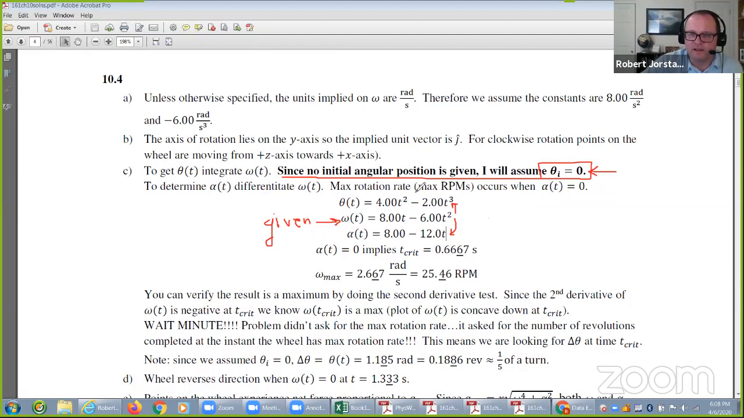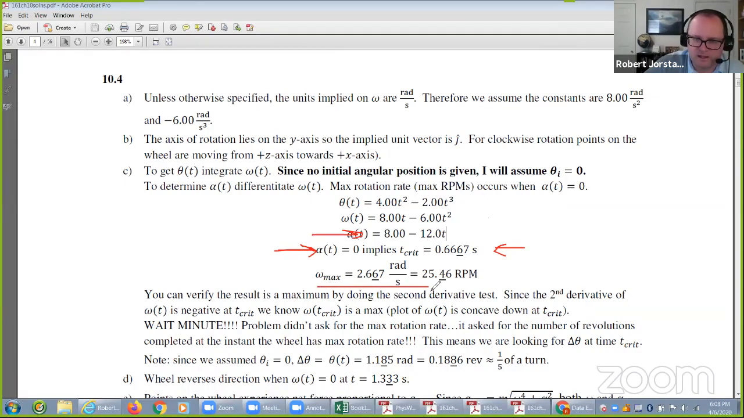All right, and then max RPMs will occur when that's 0, so you go through the math. Oh, yeah, okay, so let's walk through these words here. So here's what I did. I took the derivative, I set it equal to 0, and then I solved it for time. Okay. After that, then you could come into here and you could plug that number in and get omega max. Great. I can verify that with a second derivative. How do I know this?